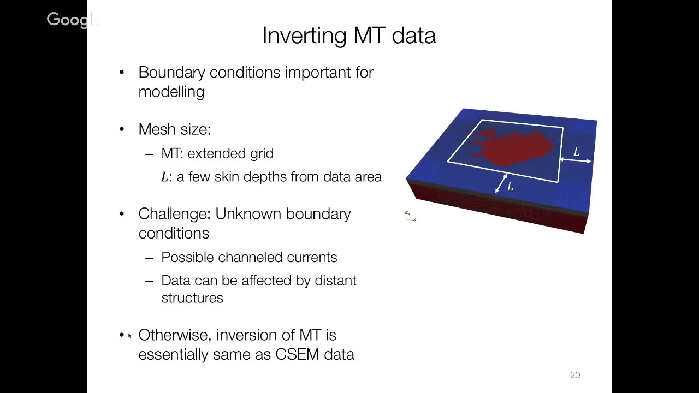You might be interested in something that's only happening in a 20 kilometer by 20 kilometer area, and the mesh that you're going to work with has to be much greater than that. And even at that point, you're not really sure if there are currents being channeled from the Atlantic Ocean. So there are issues with respect to boundary conditions. People can handle them, but that is something to be thought of. Otherwise, the inversion of MT data is really just the same as CSE.